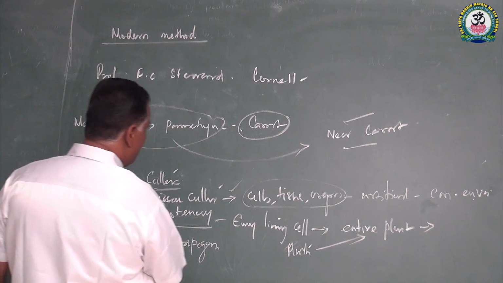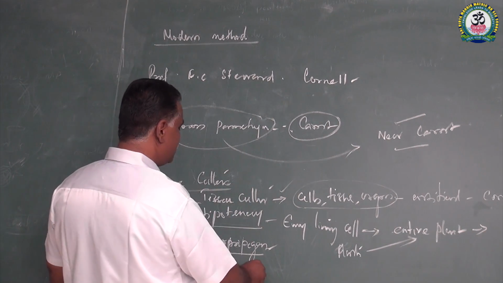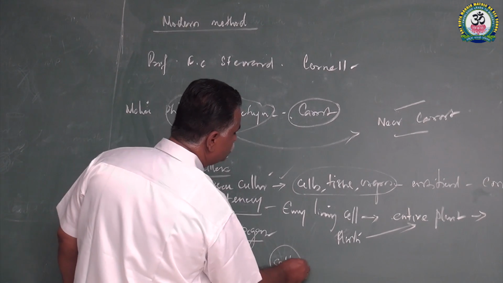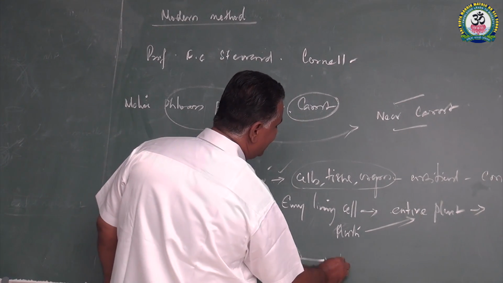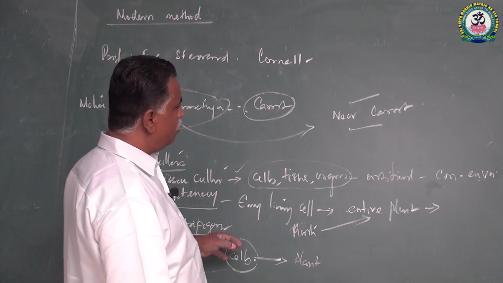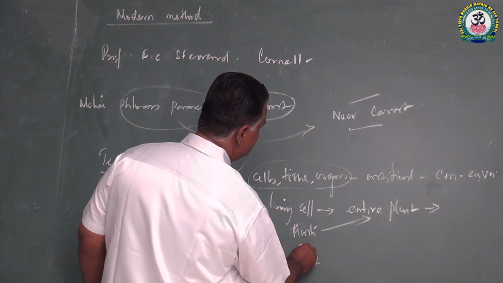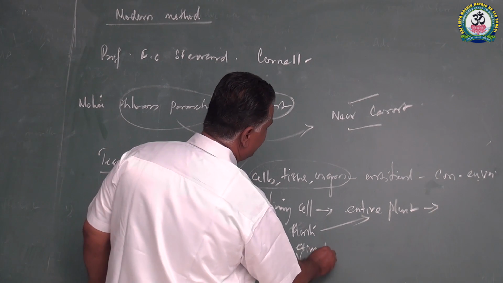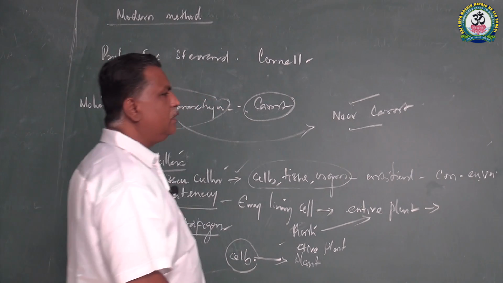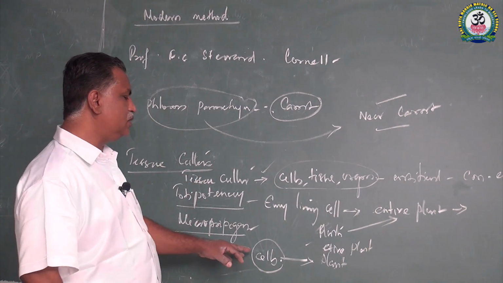And what is micropropagation? Micropropagation is a tissue culture method whereby cells and tissues are grown into plantlets, that is, entire plants. This is called micropropagation. And when we study tissue culture, we will learn all these things in detail.